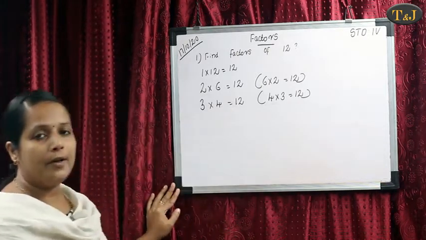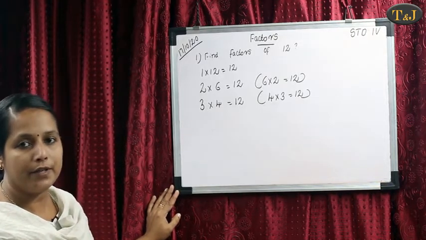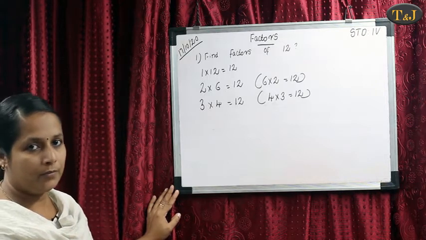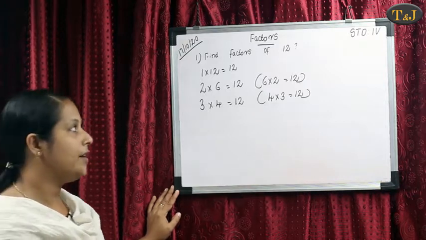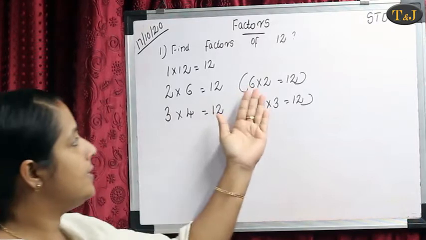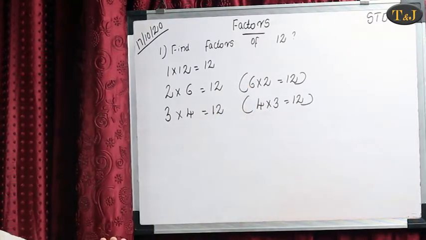Next we check 5's table. Is there the product 12 in the 5th table? No, in 5's table there is no 12. 5 2s are 10, 5 3s are 15. There is no 12 in 5's table. Then next we check the 6th table. We already wrote 6 2s are 12, and 2 6s are 12. Both numbers are the same.